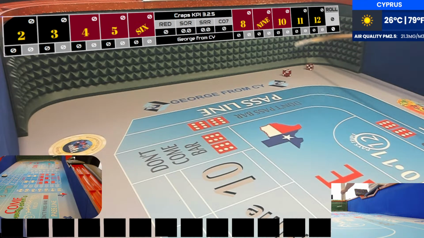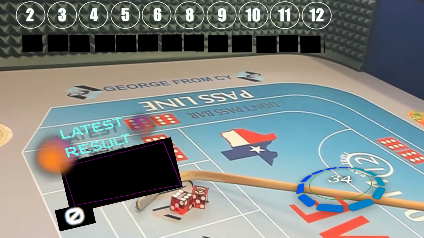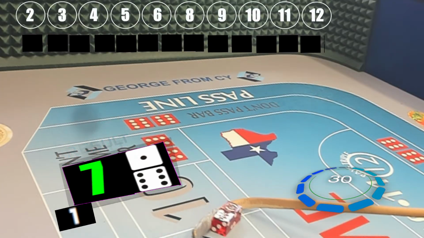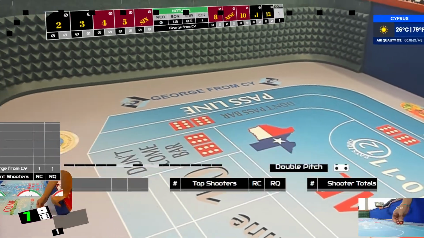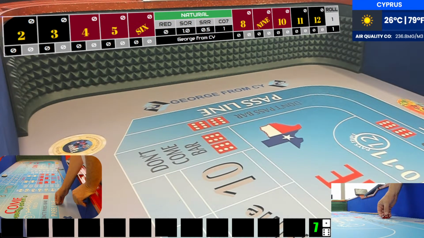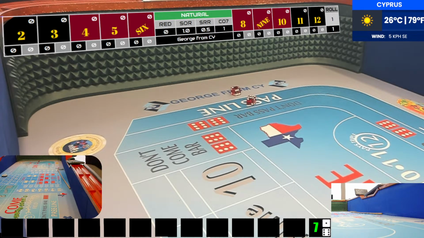One, 6. Okay. Double pitch. Middle finger. Nice. Two, 6. That's a secondary.